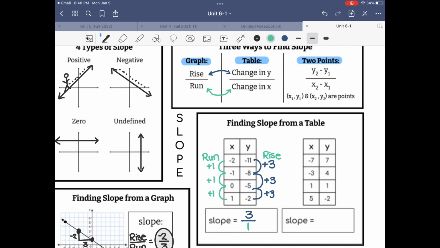But don't leave it as 3 over 1, because 3 divided by 1 is simply just 3. And you want your answer to look as simple as possible. So your slope is 3.